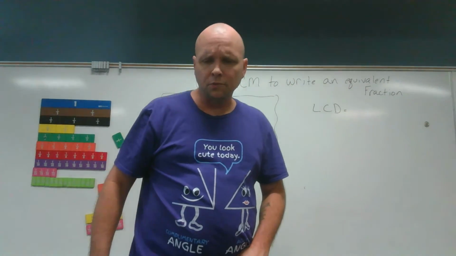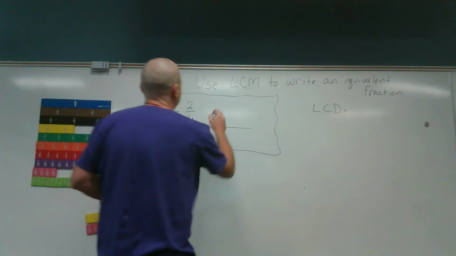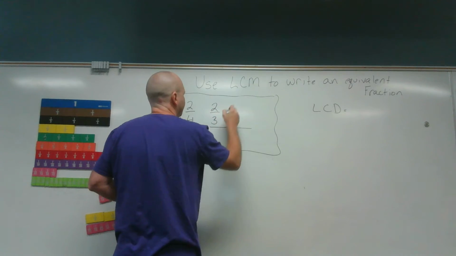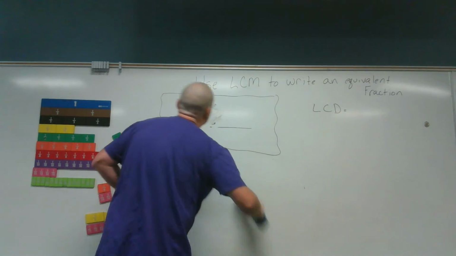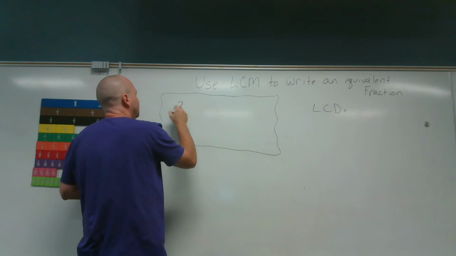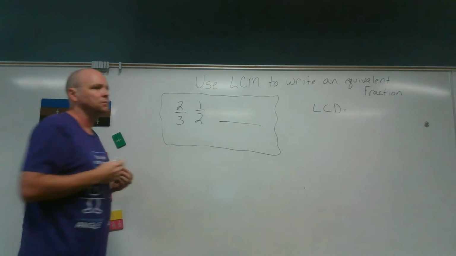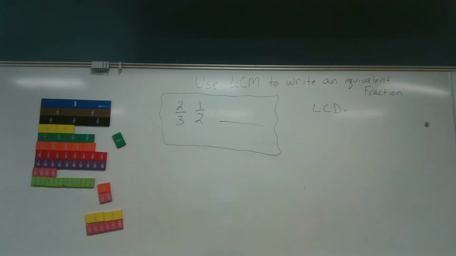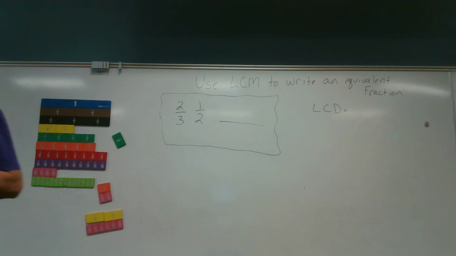Let's look at the next one, which I believe is number 4. It's 2/3 and 1/2. Oh, wrong. Right here. My goodness, Mr. McMurdo's not thinking. 2/3 and 1/2. So that's what the problem looks like. Then it has the blank line where we write our answers. You with me so far?